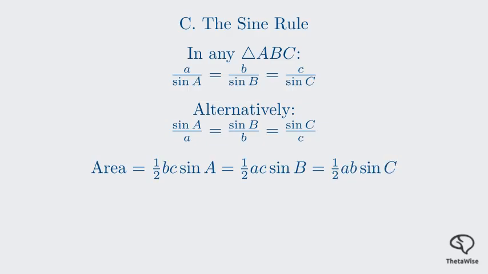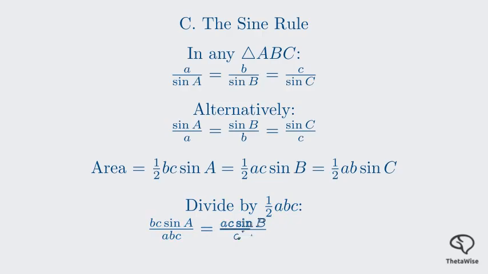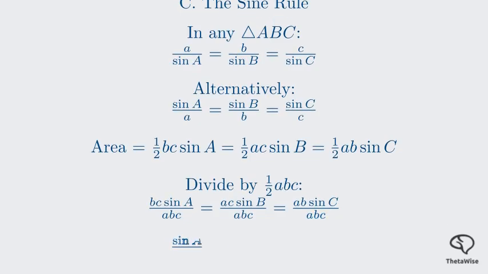If we divide this entire equation by 1/2 abc, the 1/2 cancels, and on the first term, the bc cancels, leaving sin A over a. On the second, ac cancels, leaving sin B over b. And on the third, ab cancels, leaving sin C over c. This gives us the sine rule. This demonstrates the rule directly from a concept we already understand.